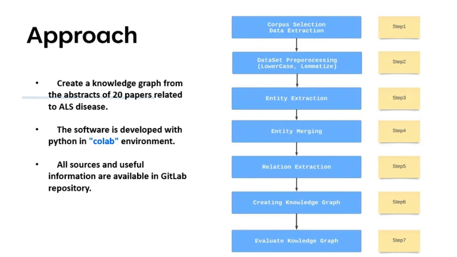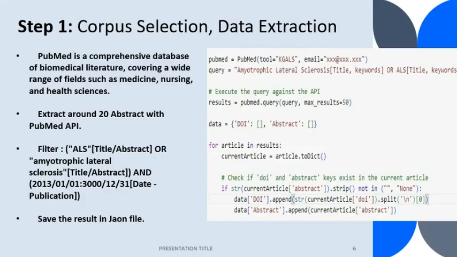We can use predefined models in order to evaluate it, but for this project I decided to evaluate it manually. For the first step, the corpus selection or data extraction, we use the PubMed library. It's a public library that has millions of records about biomedical informatics papers, and it's free to use. It also has an API that we can use in Python and other programming languages to easily retrieve the abstracts of the papers. We try to extract about 20 papers.